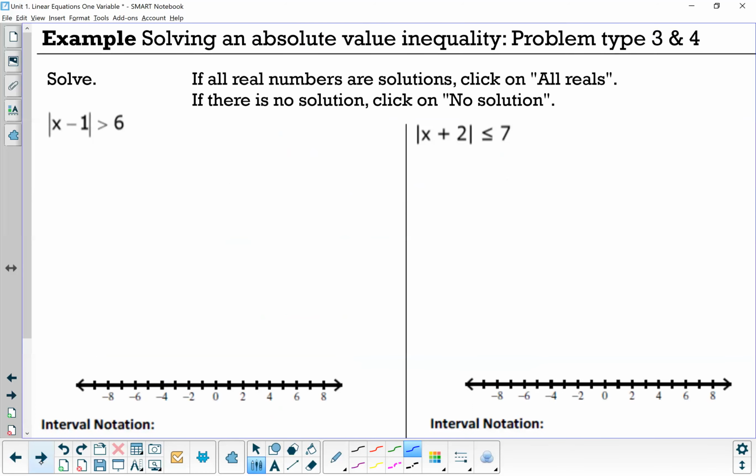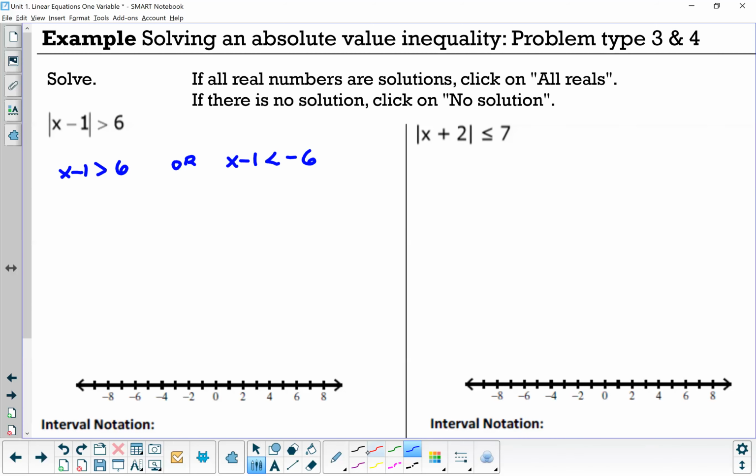All right. Now we're looking at some examples where we're going to solve. So we have the absolute value of x minus 1 is greater than 6. So this means two things. x minus 1 is greater than 6, or x minus 1 is less than -6.